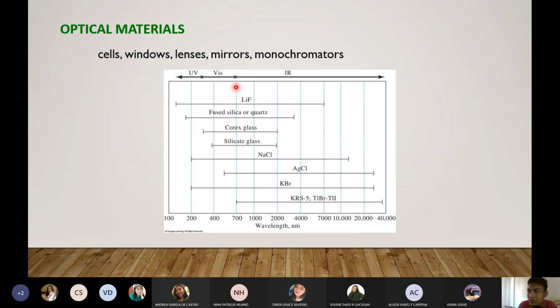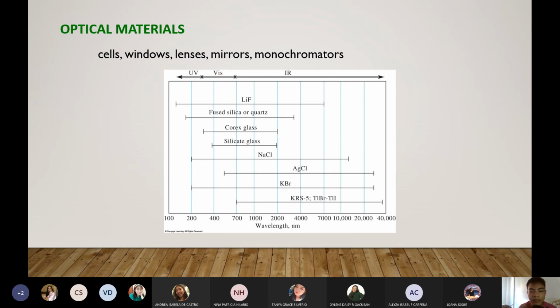Silicate glass or salts, no? Okay. So ito, hindi na natin 'to masyado di-discuss, no? Kasi masyadong chemistry na 'to, no? But the idea is that for each type of analysis, for example, you're doing UV or vis analysis, you should use select materials only. Kasi ang mangyayari if you select other materials is that they may interact with the light, no?